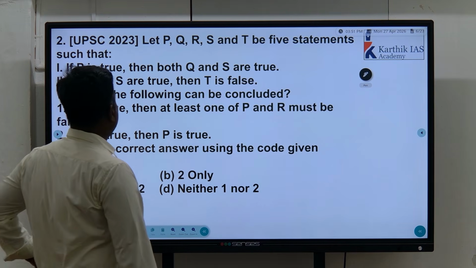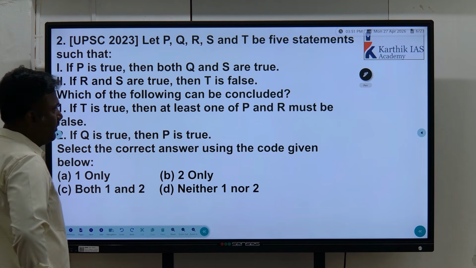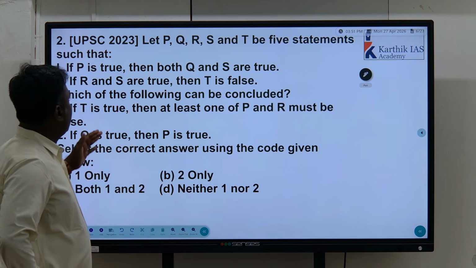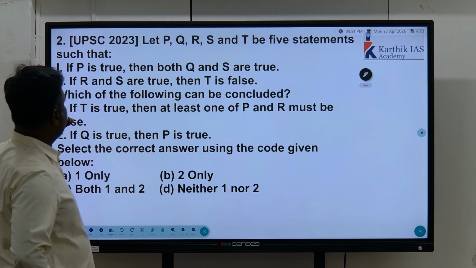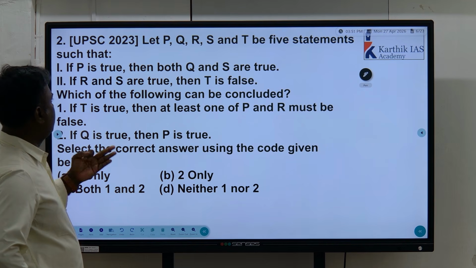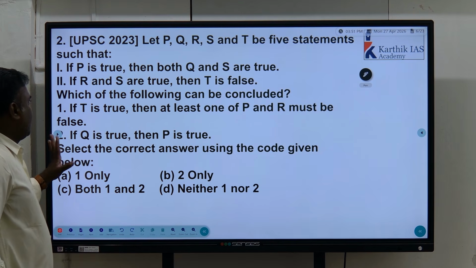Second question. Let P, Q, R, S, T. This question is a little bit complex. It is a 2023 question. Out of 5 statements, such that if P is true, then Q and S are true. If R and S are true, then T is false. Understand? Which of the following can be concluded?